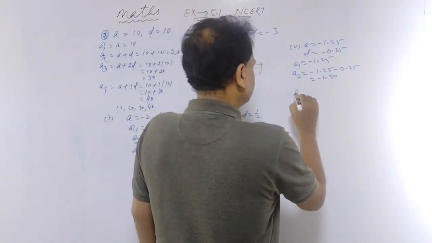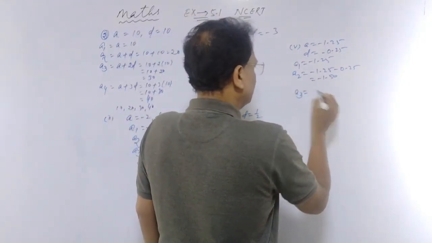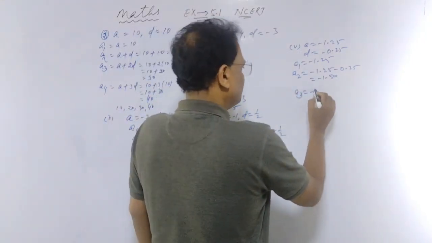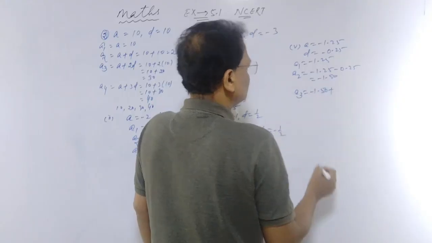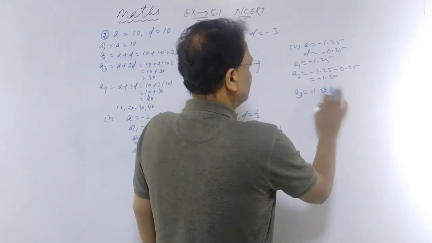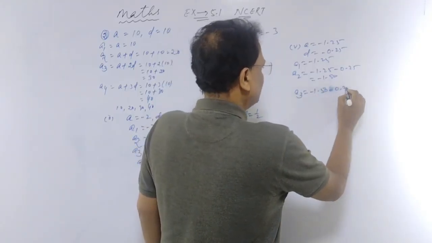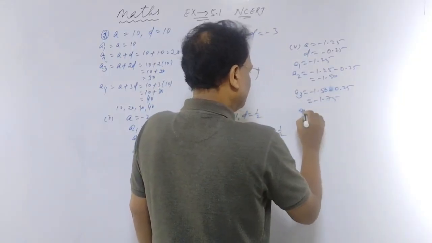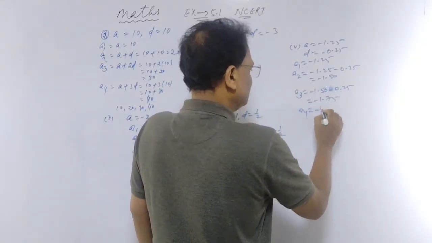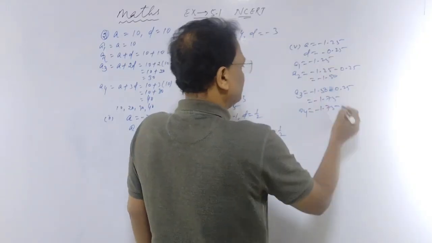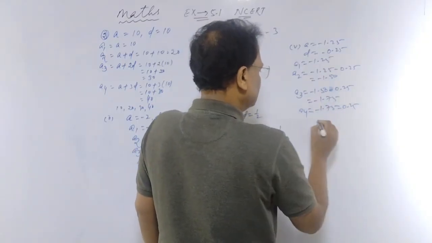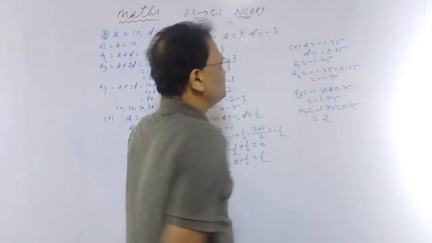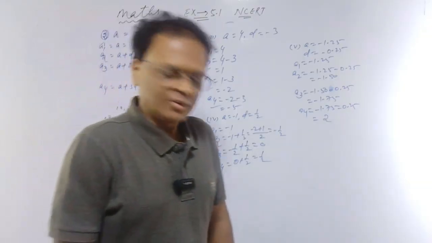A3. A3 is equal to what? A2 plus D. What is A2? Minus 1.50 plus D, which is again minus 0.25, and this gives me minus 1.75. A4 is A3 plus D. What is D? And this gives me minus 2. So the first four terms are over.